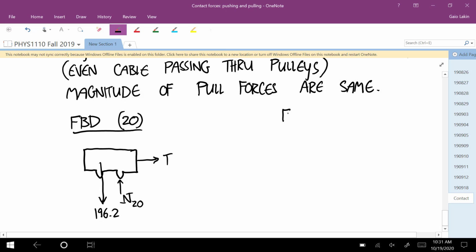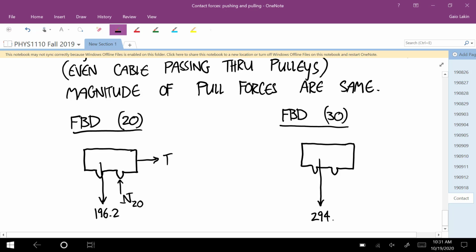And now we'll go to the free body diagram of the 30 kilogram cart. We have the weight force of 294.3. We have the pushing force that I'll call N30. We have that externally applied 500 newtons. And then here we have a pulling force.